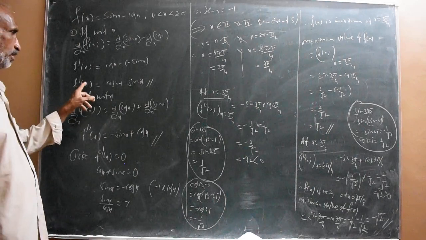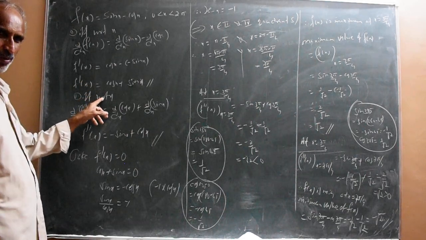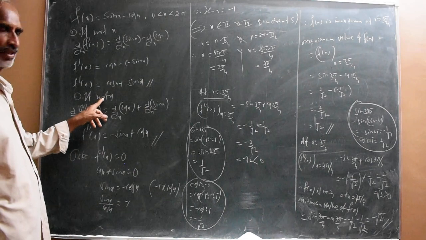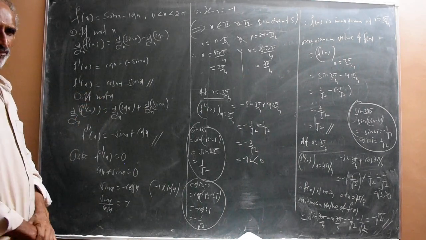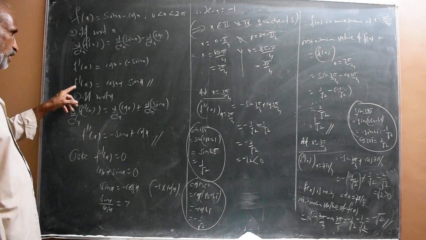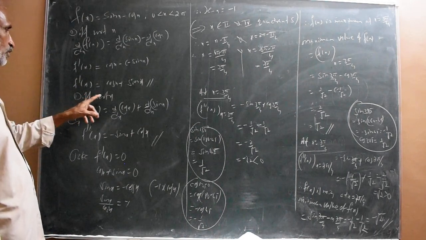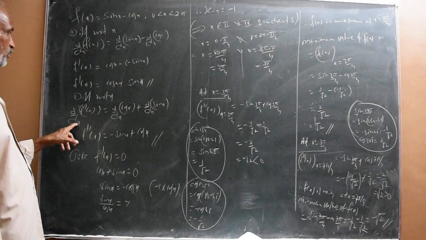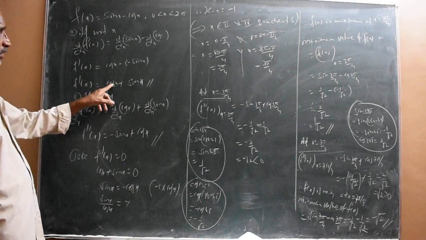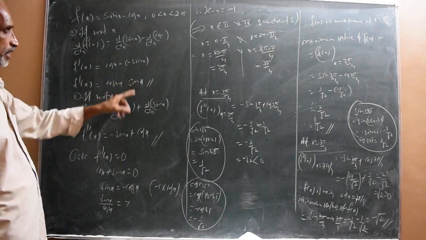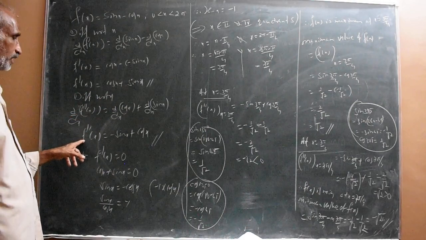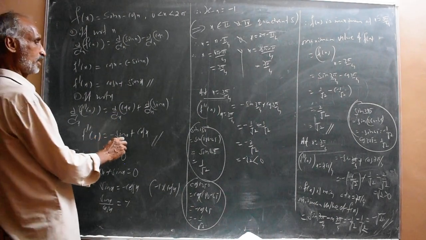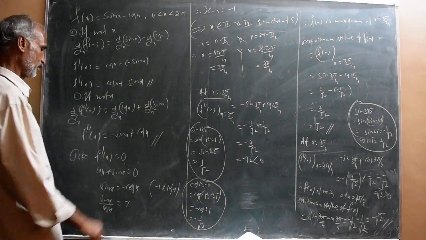Again differentiating the function f'(x) with respect to x to get f''(x). We are differentiating f'(x) once again. To get f''(x), differentiate f'(x) once again. d/dx of f'(x) is equal to d/dx of cos x plus d/dx of sin x. d/dx of f'(x) is f''(x). The derivative of cos x is minus sin x, and the derivative of sin x is cos x.